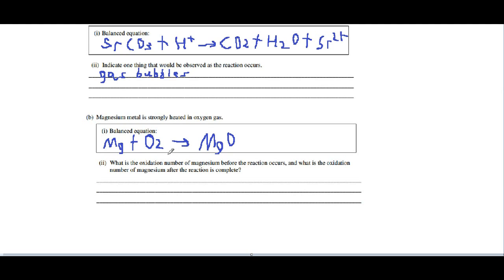So now we just need some basic facts about oxidation numbers and how we assign them to answer part 2. So magnesium is a metal in its standard state, so its oxidation number is 0. And then oxygen in magnesium oxide, since oxide is 2 minus, it's always 2 minus unless it's a peroxide, in which case it's 1 minus. Then, since this is not an ion, we know that the magnesium is 2 plus. So 0 to 2 plus. And there we go.